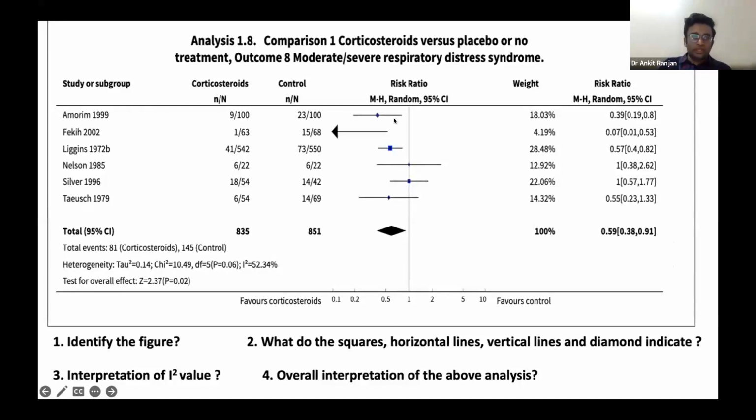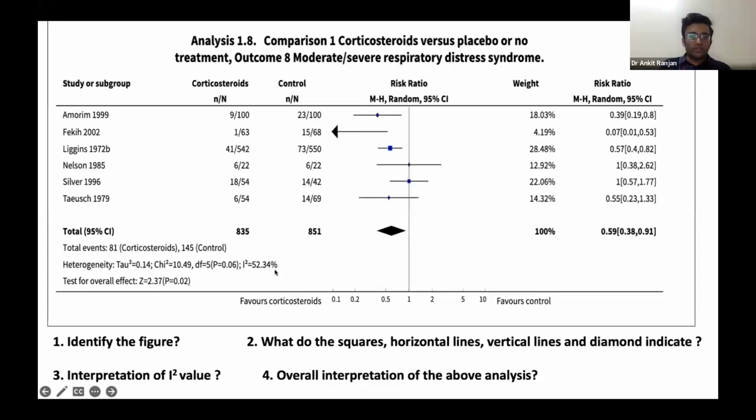So you can see various squares mentioned here, and there is a big diamond. There are horizontal lines in the figure, and there is a vertical line. So what do the squares, horizontal, vertical line, and the diamond indicate?